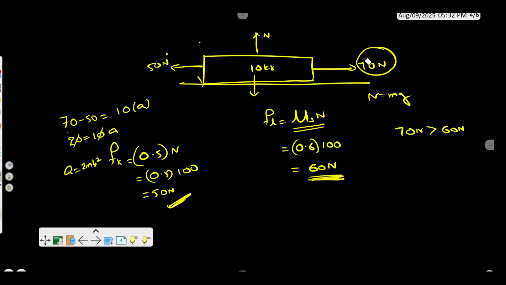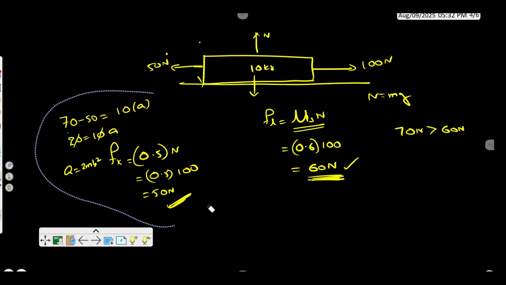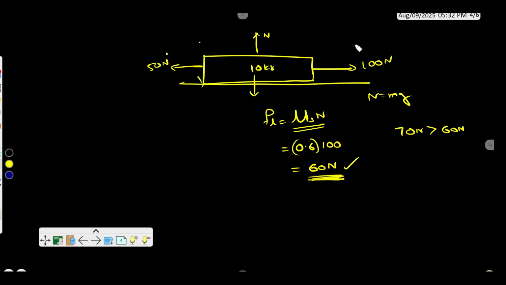Okay. What if my force is 100 Newton? Then what will happen? Again, you have to check with the limiting friction. Yes, it is more than limiting friction. It will move. Now, the force on the right side is 100 and kinetic friction is not going to change. However much applied force you put, the kinetic friction will always be 50 Newton only. So 100 minus 50 equals 10 into A. 100 minus 50 is 50, which equals 10A. The acceleration in this block is 5 meter per second square.